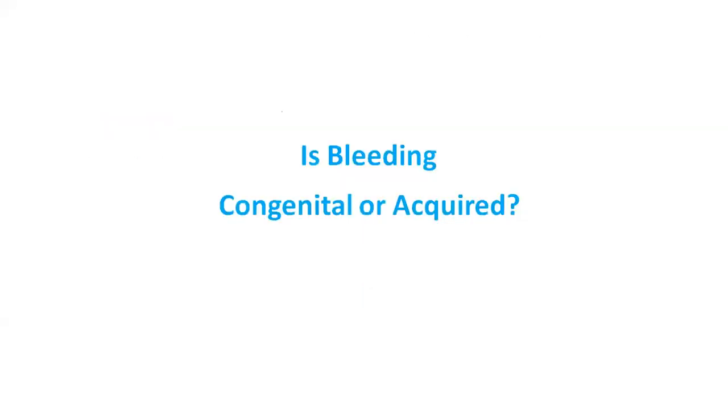Then the examination. Okay, so all agree that with this child we are dealing with a bleeding disorder. The next question you have to ask is whether it's a congenital or acquired bleeding disorder. So how to know this?